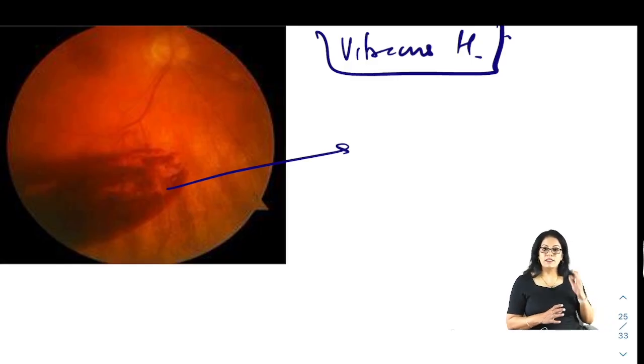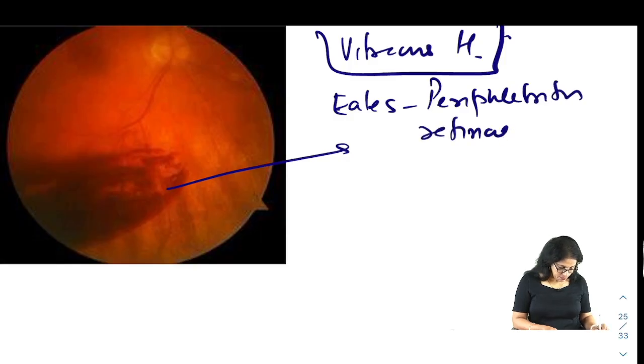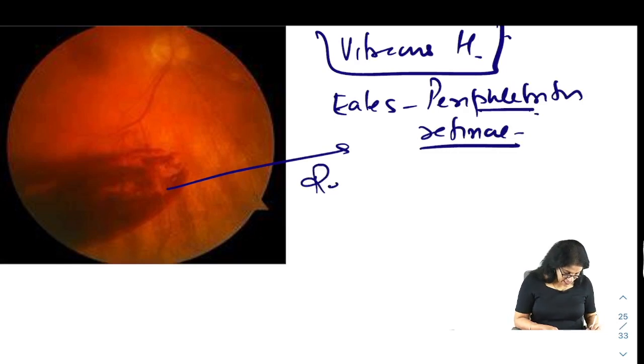What is the second that should come into your mind? They can ask you about Eales disease. Patient of Eales disease. What did you learn? Eales disease was periphlebitis retinae. Patients of Eales disease can present with recurrent vitreous hemorrhage. It's a recall.